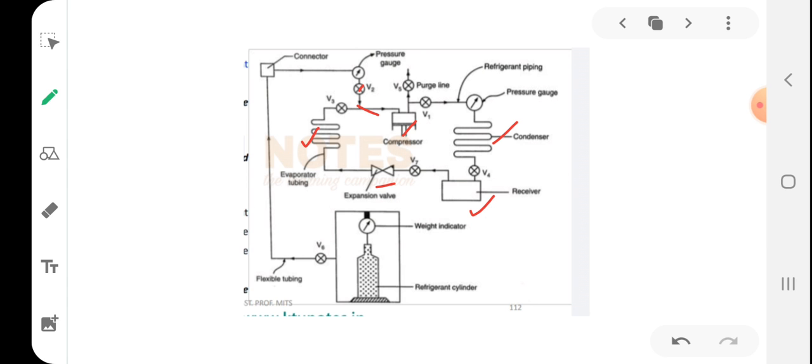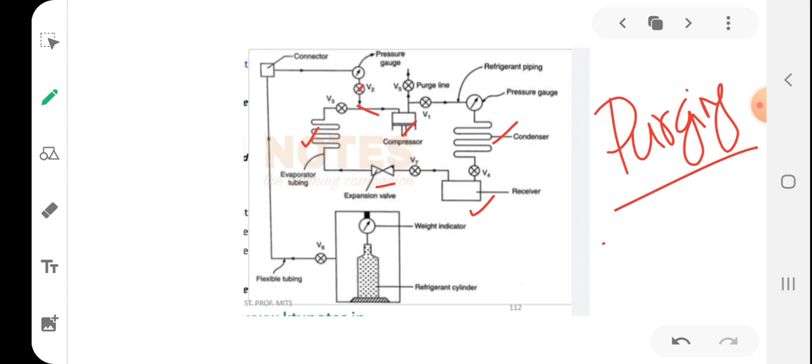Okay, so first of all, the sequence of operations starts like this: before adding refrigerant, we have to remove all the air present inside the system. That is called purging. Purging means removal of air.